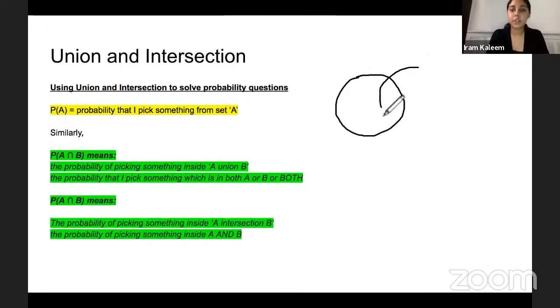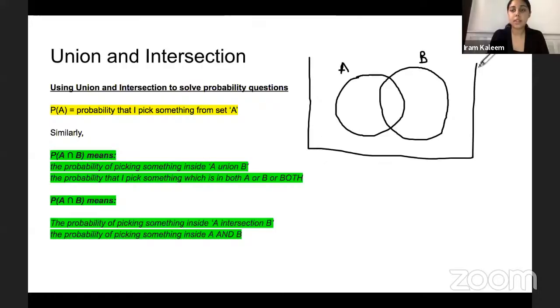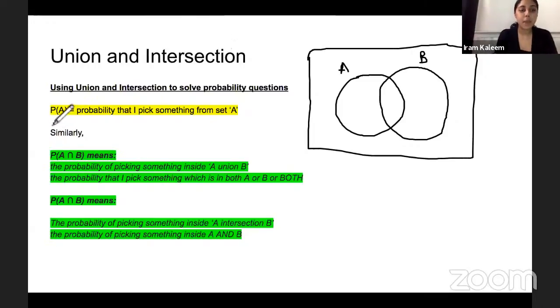got my two circles that are overlapping, got group A here and group B. And then obviously I'm going to have my box around it as well. This is a very rough diagram. So if I have P of A, it means the probability that I pick something from set A, basically. So let's just draw that. So you're picking something from this set, basically.